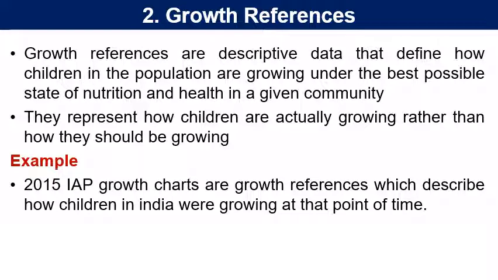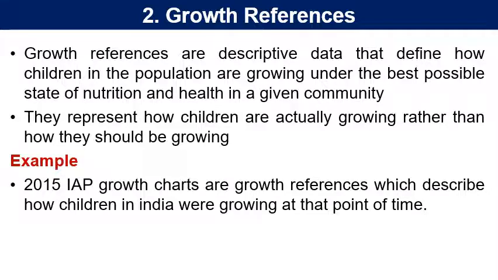The second type is growth charts based on growth references. They are descriptive data that define how children in the population are growing under the best possible state of nutrition and health in a given community. So this is different from the first type, growth standards. The second type represents how children are actually growing. The existing scenario can be assessed by using growth references rather than how they should be growing. There is no expectation, but the actual situation can be assessed using this growth references chart.